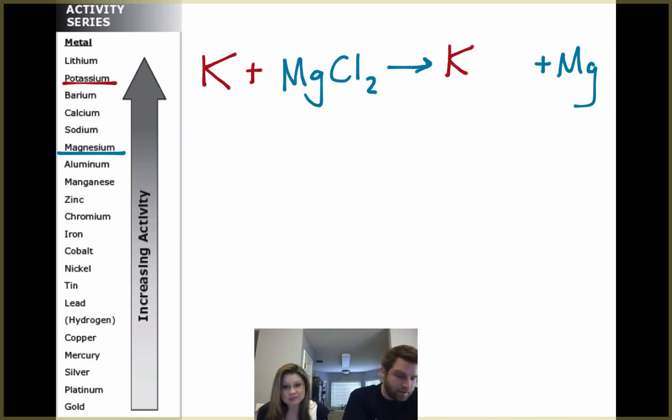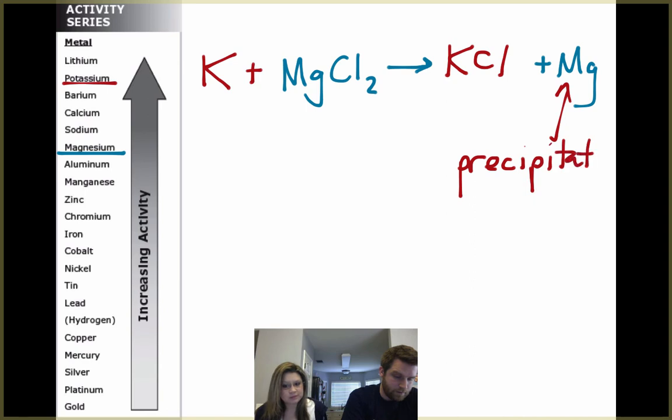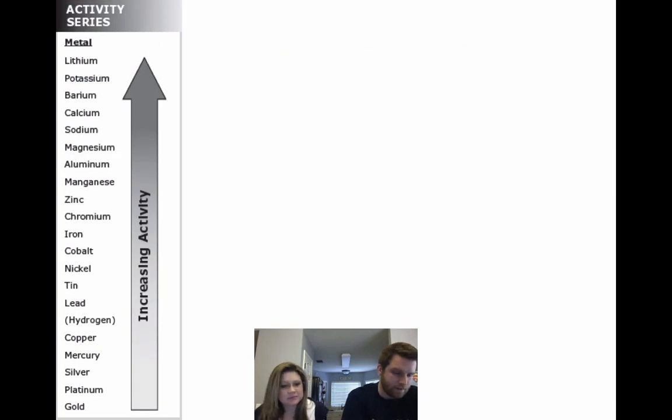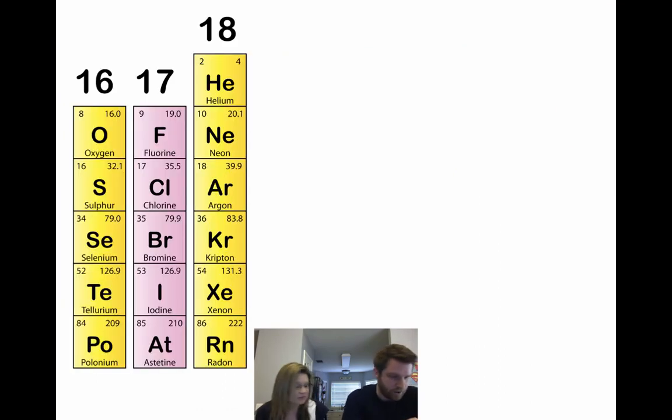Potassium could kick out magnesium. Therefore, it would make potassium chloride, and I know it's just KCl because of oxidation numbers. This is unbalanced, of course. An important point is that magnesium would be a precipitate, so it would fall out of the solution. Whichever one is kicked out is a precipitate.